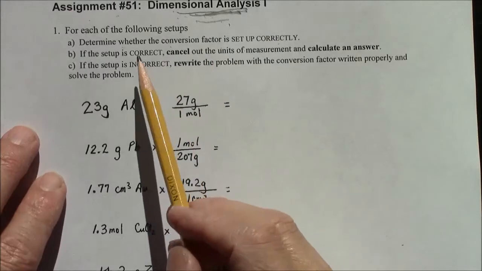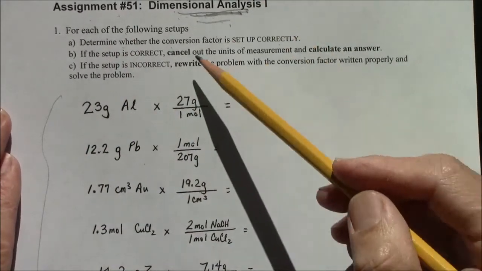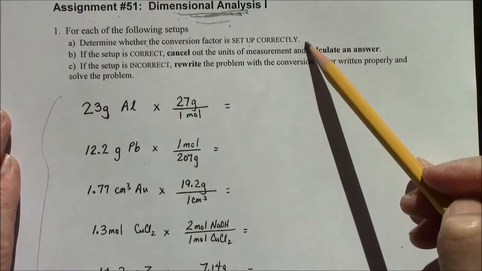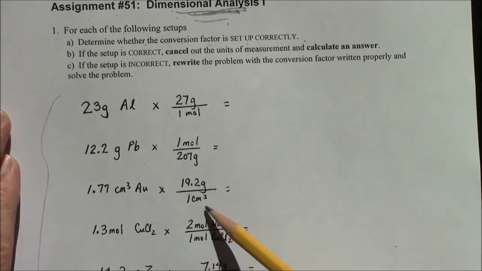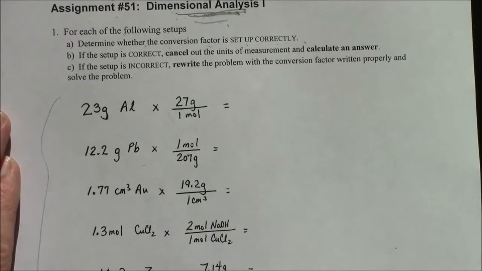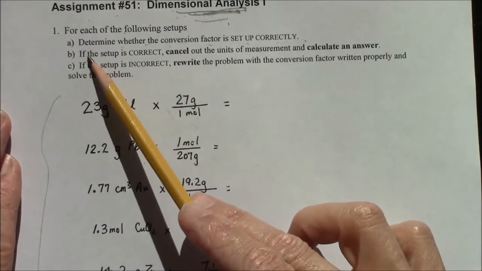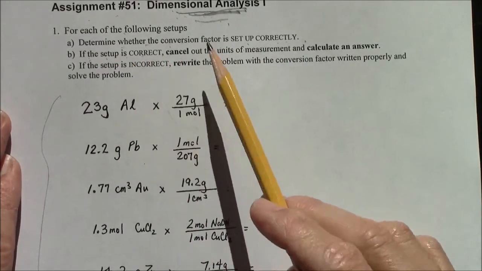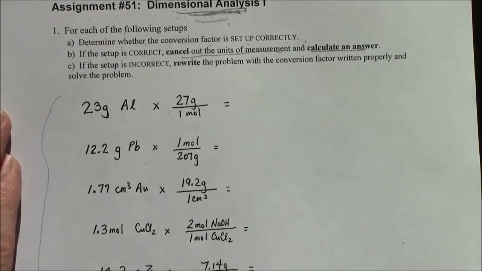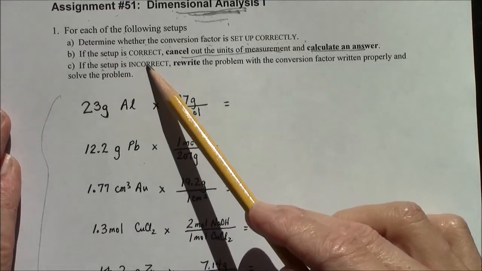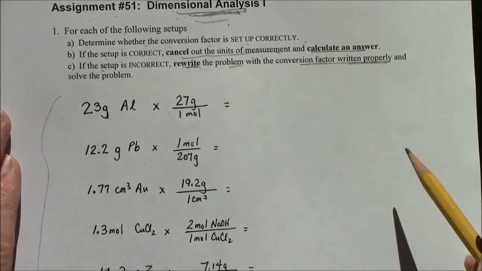All right, so here's what the instructions say. For each of the following setups, determine whether the conversion factor is set up correctly. You can see here's a conversion factor, here's another conversion factor. Each problem has a conversion factor. The second instruction is if the setup is correct, cancel out the units of measurement, what dies, calculate an answer, you'll already have a label. If the setup is incorrect, rewrite the problem with the conversion factor written correctly, and then solve.